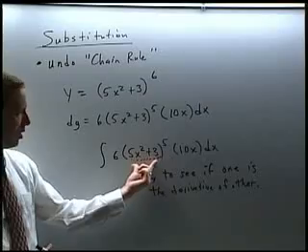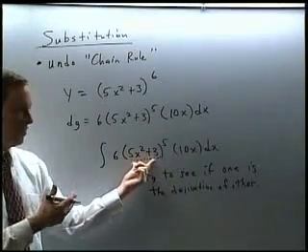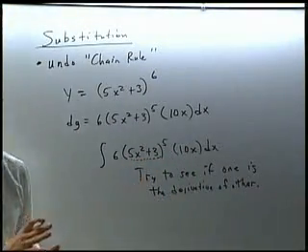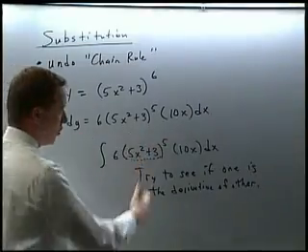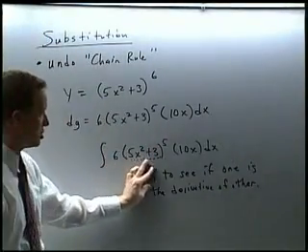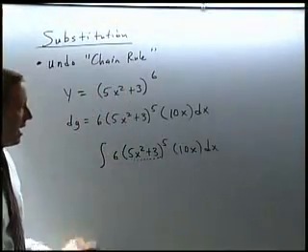Is one of them the derivative of the other? If that's the case, then we proceed. And if it's not the case, then we say, well, substitution's not going to work here. All right, so we know this one's going to work because we actually worked through it in the forwards direction. Now, the process for going backwards is this.